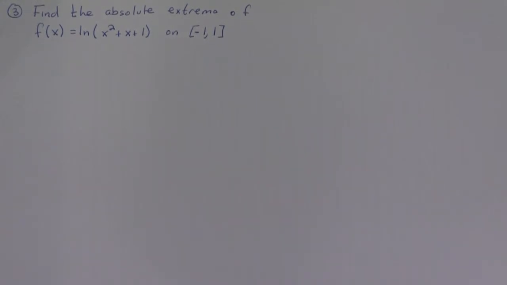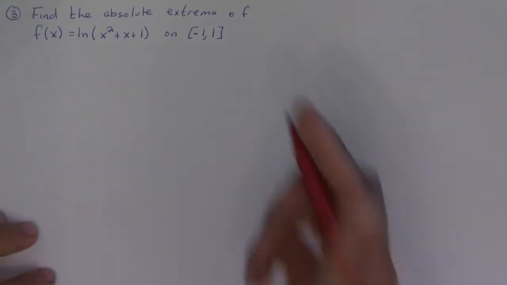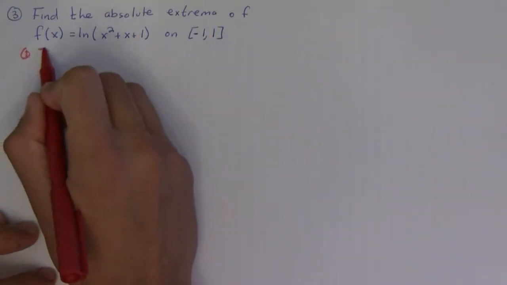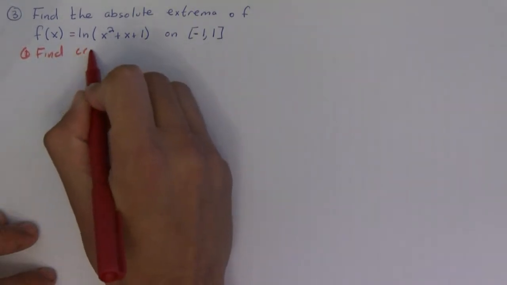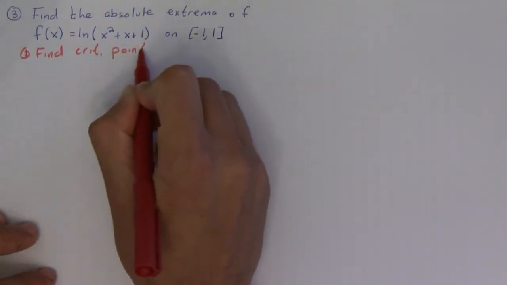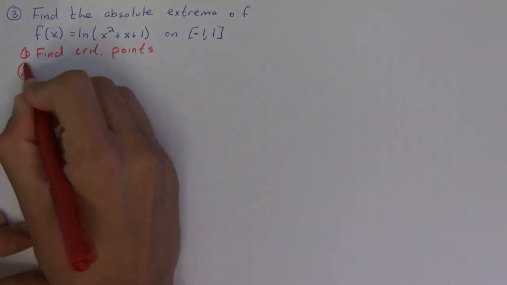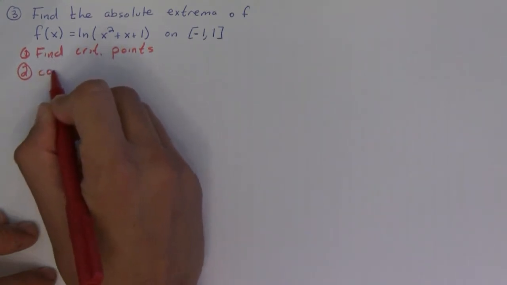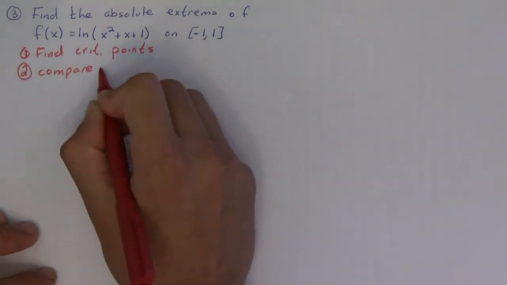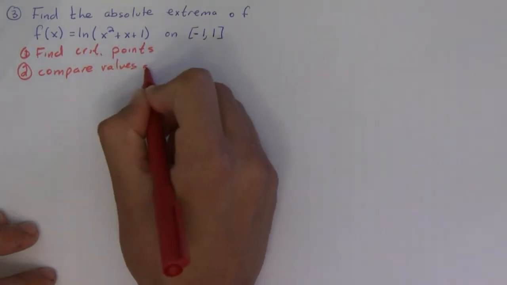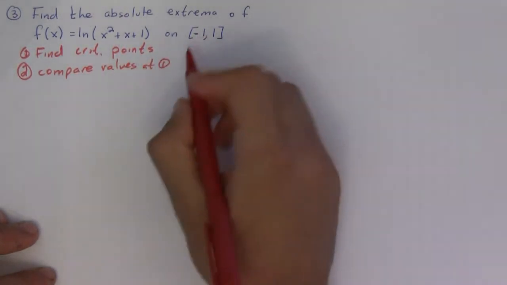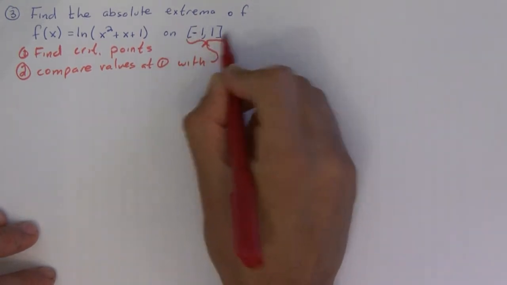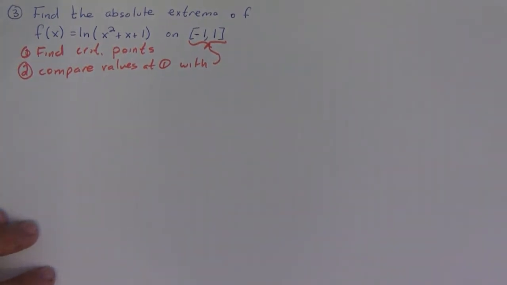Okay, so to find the absolute extrema, or the absolute maximum and minimum of this function, as usual, first we're going to find the critical points. And then the second thing is we're going to compare the values at those critical points with the endpoints. The values of the function at the endpoints.